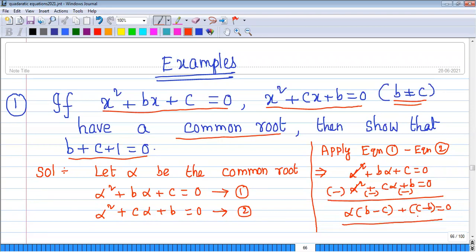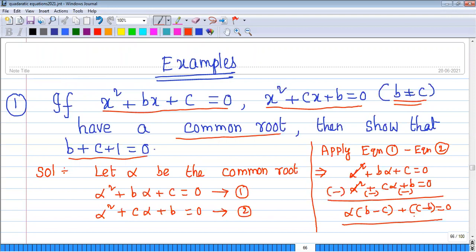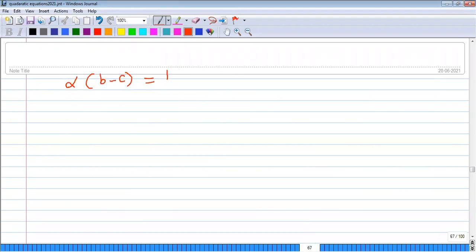Now take c minus b to the right hand side. You get alpha times b minus c equals, if you transpose c minus b to the right hand side, minus c plus b, so we get b minus c. Since b does not equal c, we can write alpha is equal to b minus c by b minus c. B minus c cancels, we have 1. So the common root is actually 1. Alpha is equal to 1.